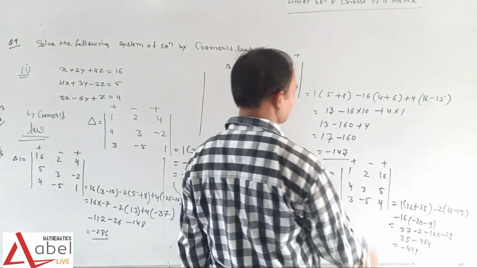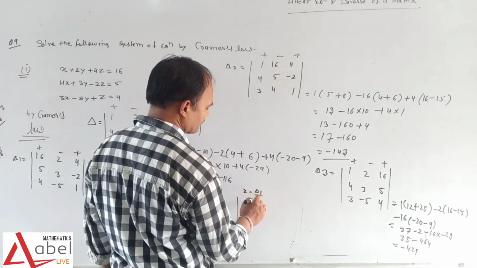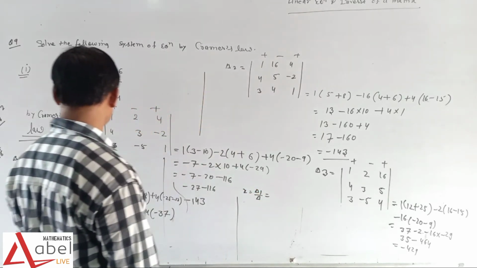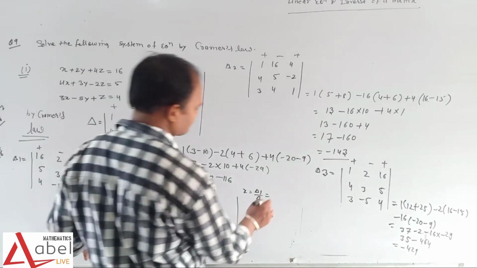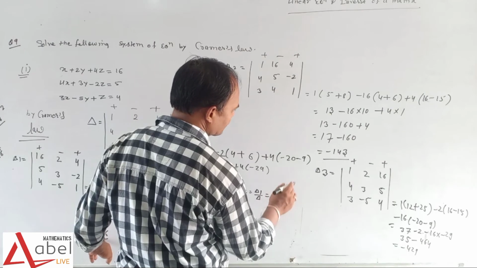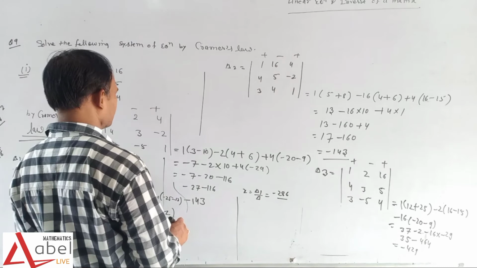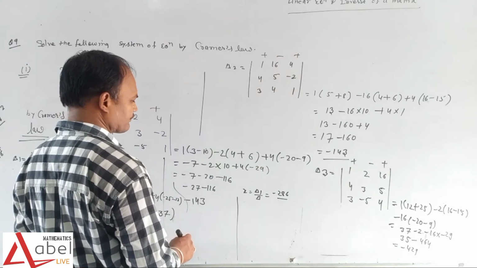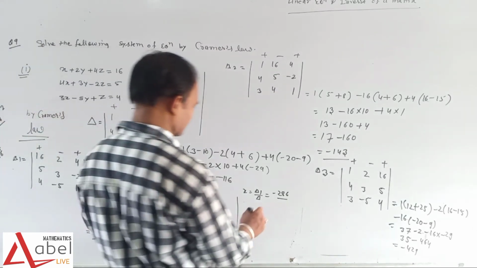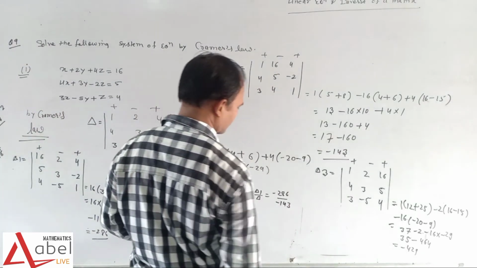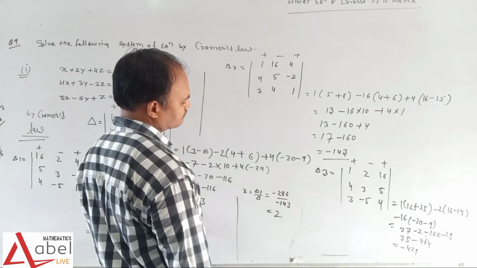Okay, so now we have to find the value of x, y, z. So x equals delta 1 upon delta. So what is delta 1? Let's see, where is delta 1? Delta 1 is minus 286 upon delta. Where is delta 1? Delta 1 is minus 286. And where is the delta? Okay, delta is here, minus 143. So it is just a multiple of 2. We can say that it is 2.